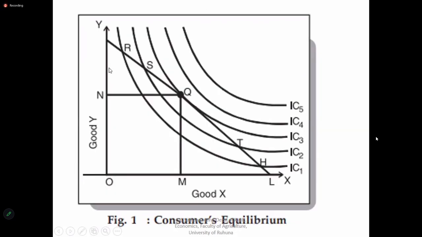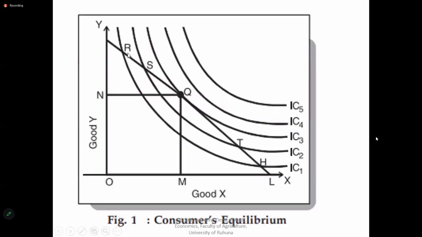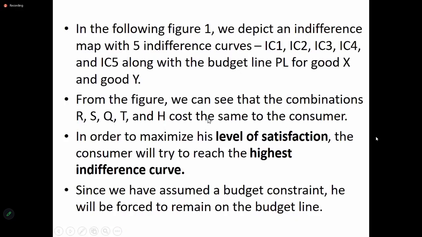So what we need to decide from the figure, we can see that the combinations of R, S, Q, T and H cost the same to the consumer. Here, these all points, where it touches the indifference curve and the budget line, have the same cost. Throughout the budget line, the consumer gets the same cost. He has to spend the same money.